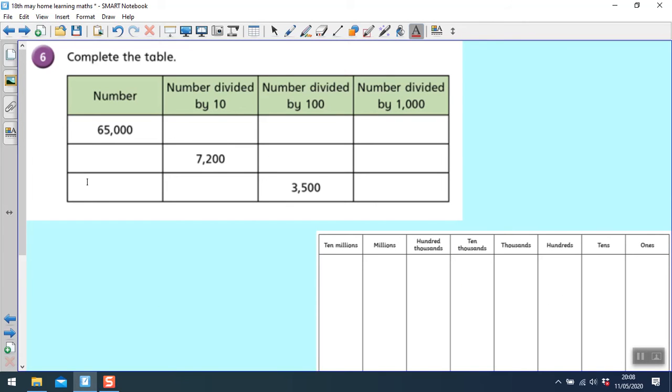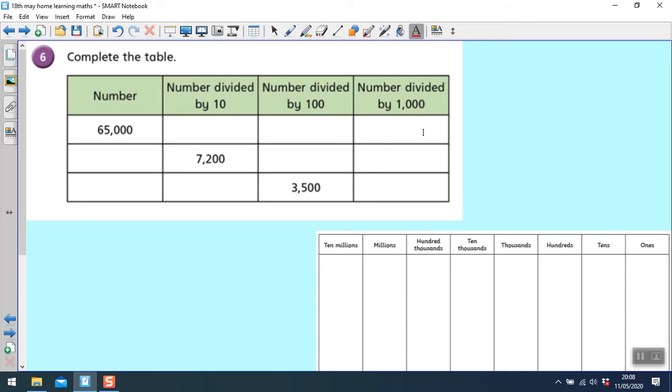Now we have to complete this table. We have our initial number, 65,000. We've got to divide it by 10 and put the answer. Divide the original number by 100 and divide the original number by 1,000 and put our answer.